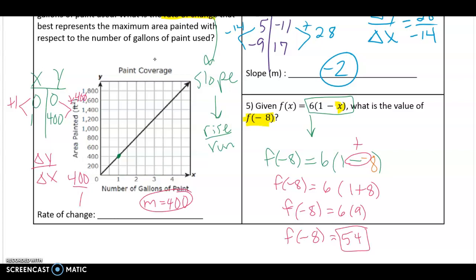Please keep in mind that negative 8 is like your input, your x's. Okay, you're inputting an x, and then your output, 54, is like your y. All we're asking for is what is your output. When we input negative 8, what output do you get? Okay, make sure to use order of operations.